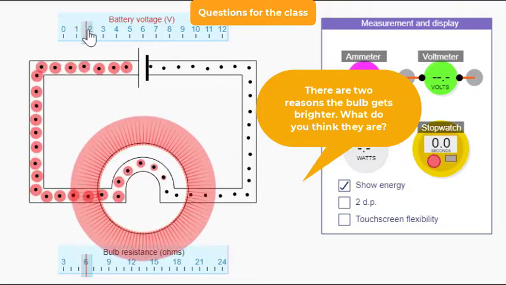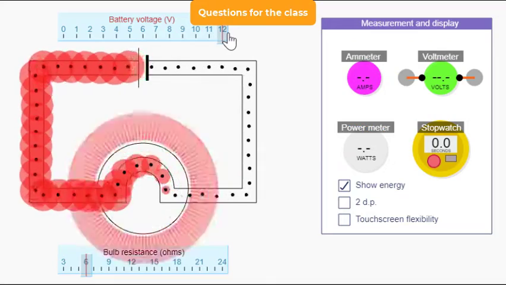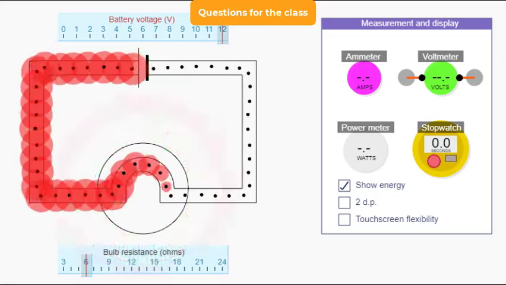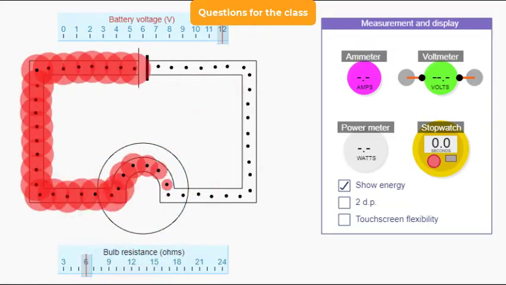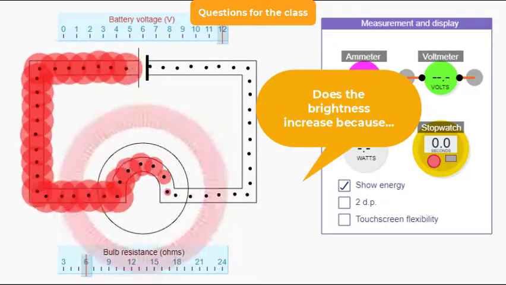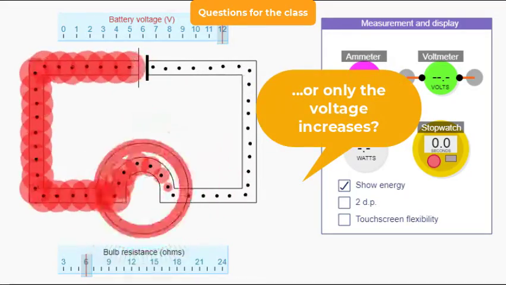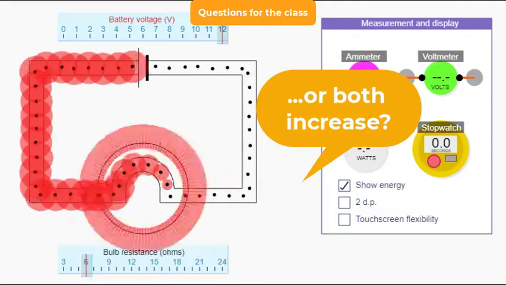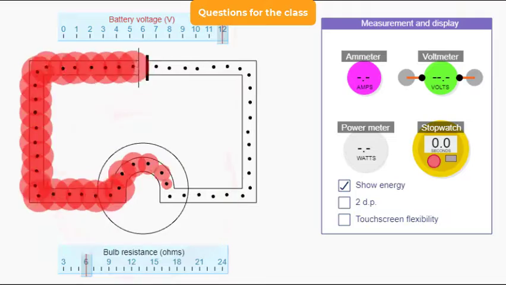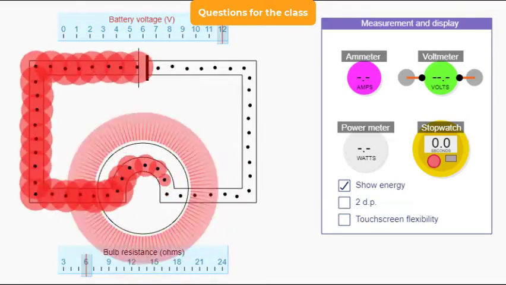There are two reasons the bulb gets brighter. What do you think they are? Charges with energy arrive quicker at the bulb, and each charge loses more energy as it passes through the filament. So, does the brightness increase because only the current increases, or only the voltage increases, or both increase? Well, it's both. The brightness increases because the current through the bulb and the voltage of the charges entering the bulb both increase.